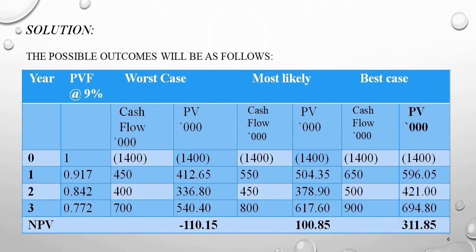So, after getting the present value of cash flows in each case, now net present value will be, worst case will be minus 1,10,150, most likely it will be 1,08,50, best case it will be 3,11,850.